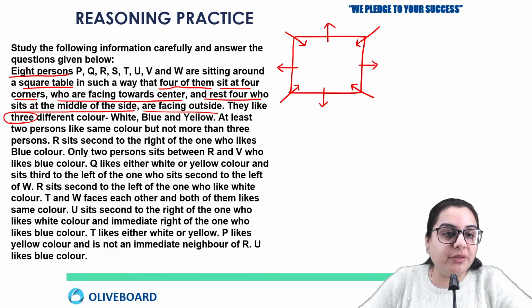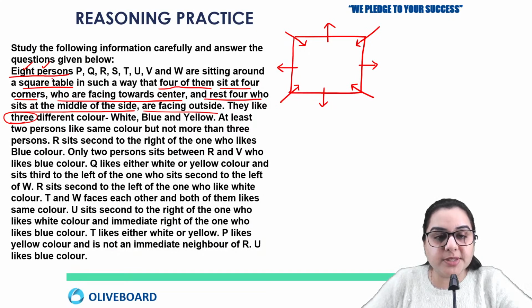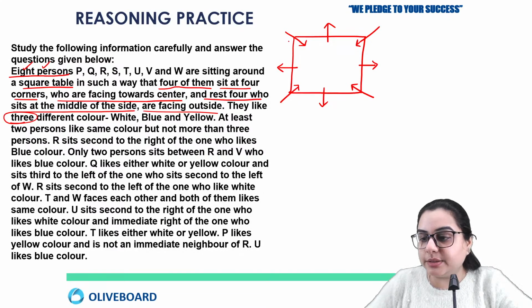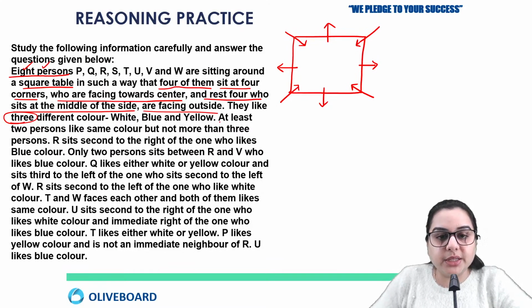Okay, so here you have how many persons? 8 persons, right? They are sitting around a square table. The 4 who are sitting at the corner are facing the center. That I have marked.